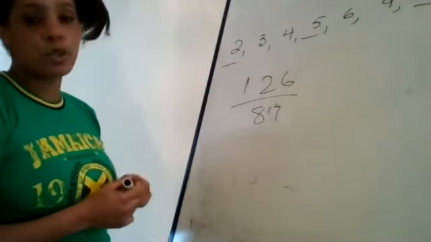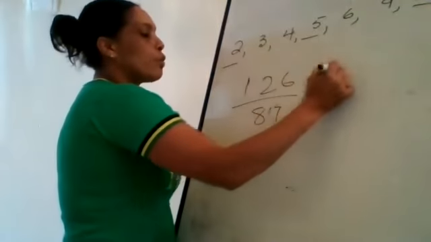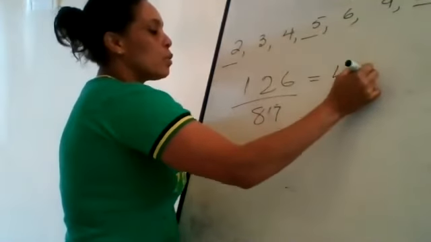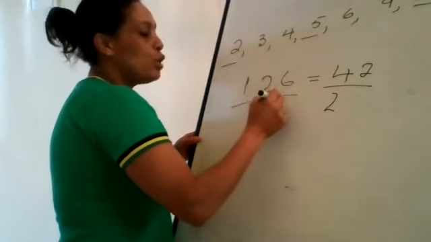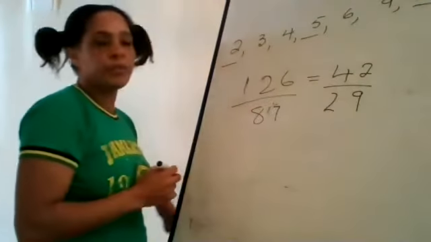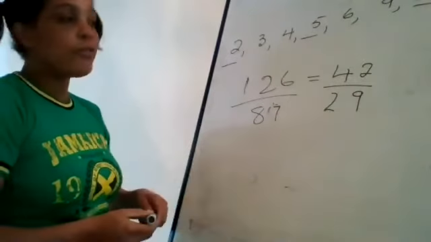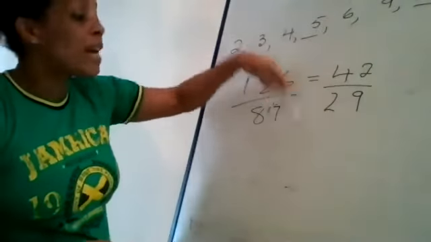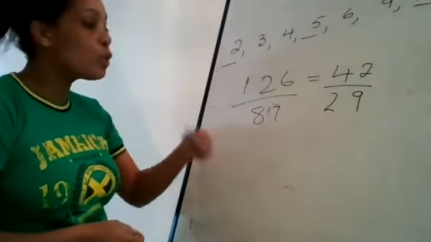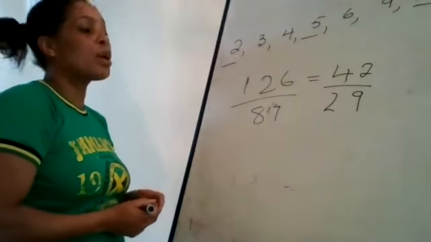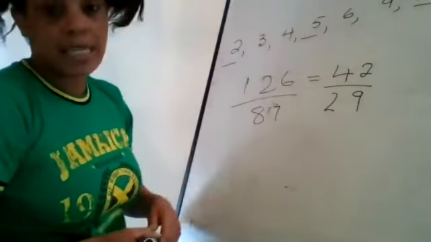Straight away, I know I could use 3 to divide both of them, or 3 to cancel both of them. 3 into 12 goes 4 times. 3 into 6 goes 2. 3 into 8 goes 2 times, remainder 2. 3 into 27 goes 9. Now I have 42 over 29. Now that could not go any further, so I could be asked to leave that as it is, or I could be asked to leave it as a mixed number. So we could go from there, leaving that as a mixed number, or we could go from there, leaving it as it is. So any one of those.